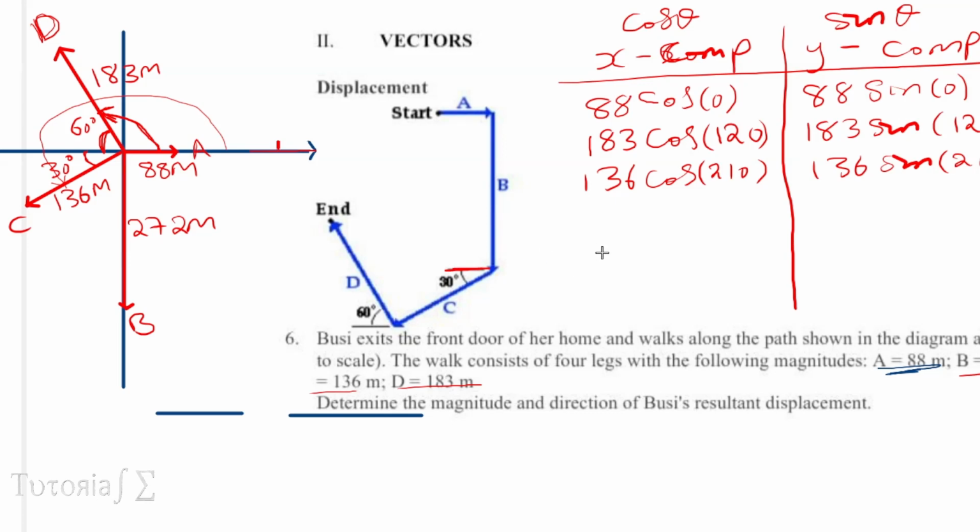Then the last one, B. It's going to be 272 cos... so okay, this angle is on the y-axis, so I think it's going to be 270. Very good, that is 270. So we just replicate the same thing here. We say 272 cos or sine 270.